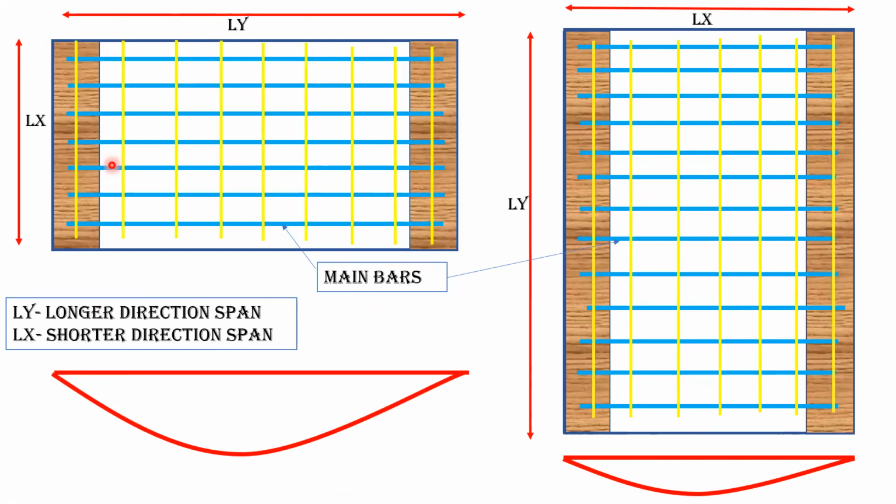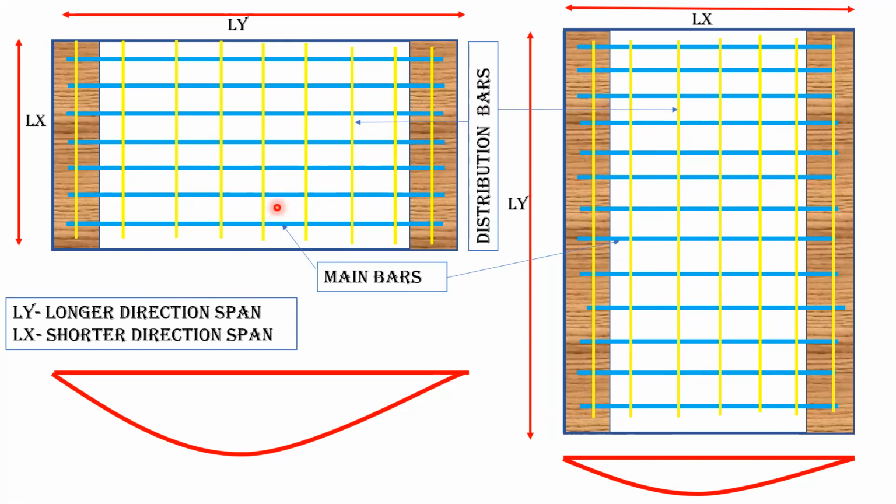And the ones which you can see in yellow color are called distribution bars. They are not going to carry any load. They are given from a temperature and shrinkage point of view so that cracks do not arise in the slab. So these are called distribution bars.